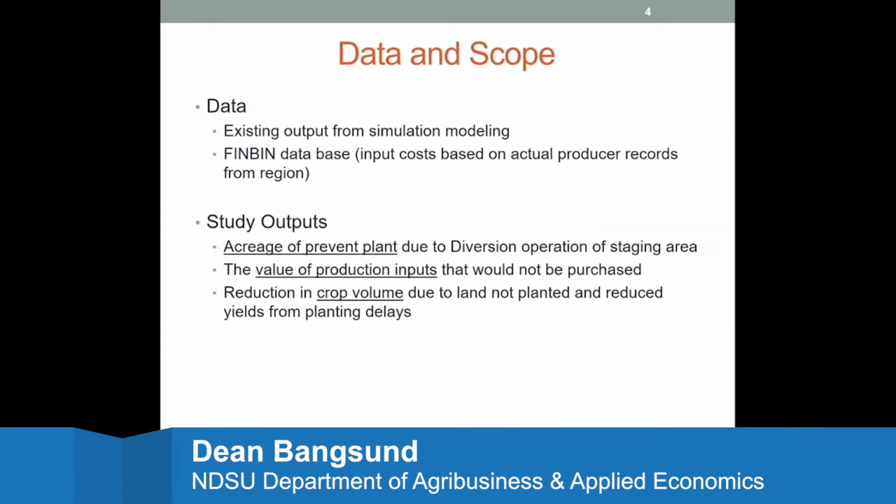All of the output that we're using here comes from the simulation modeling that was covered in fairly good detail in the last meeting. We did add a database that looks at input costs from actual producer records. That's important. That data is not an estimate, but actual production records. And we're probably going to show you 3 sets of output today: acreage of prevent plant that the diversion is contributing to, the value of those production inputs that would not be purchased on those lands, and changes in crop volume coming out of the staging area.